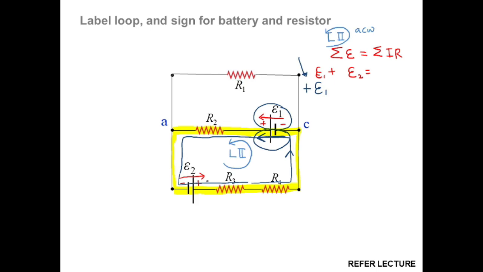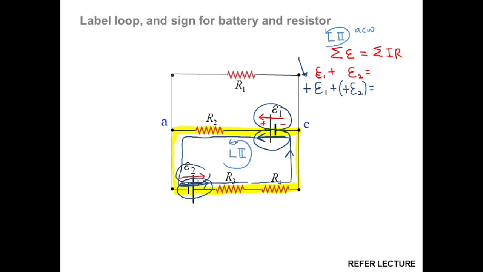And what happened to EMF 2? If we compare the direction of EMF 2 and the loop, it is also the same. So we put a positive sign convention for EMF number 2. This is how we apply the sign convention for EMF.